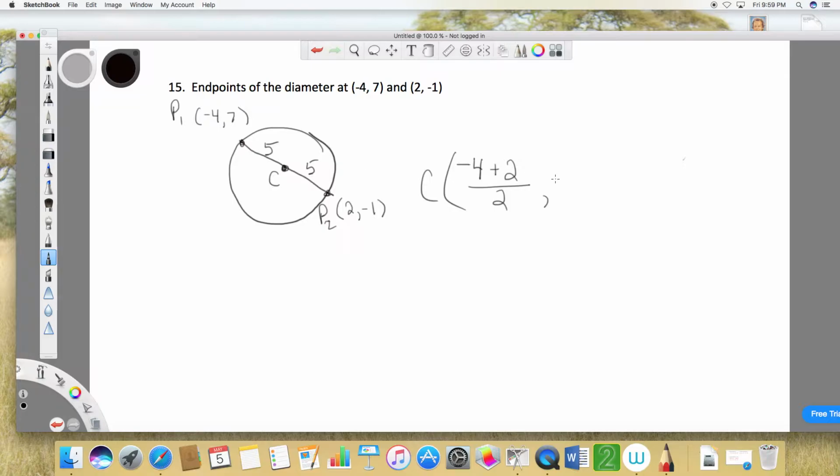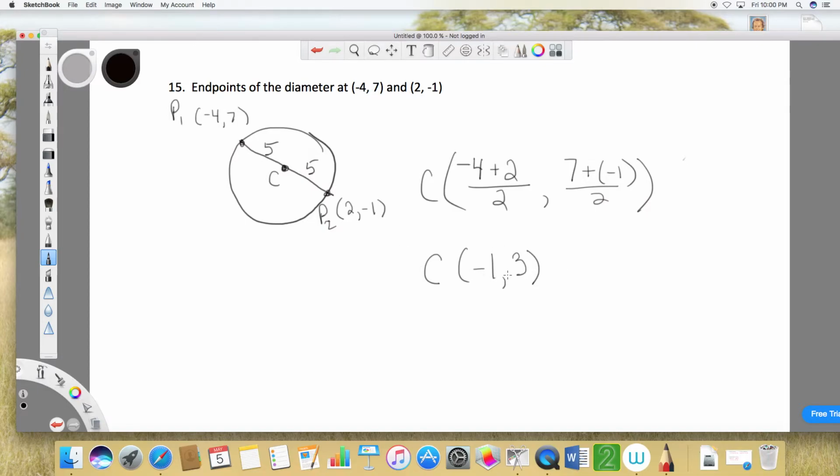If I average the y values, if I take the 7 and add it to a -1 and divide it by 2, this will give me the coordinates of the midpoint of this line segment. Since it's a diameter, it passes through the center, so I'll have the coordinates of the center. So -4 plus 2 is a -2 divided by 2, and that's -1. And 7 plus a -1 is 6, and half of 6 is 3.